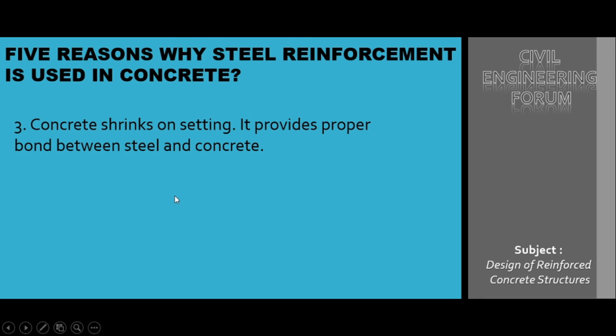And so we are using this steel reinforcement. And we are providing threading on the steel reinforcement to even increase this strength. So it becomes almost impossible to pull out this steel reinforcement from the concrete due to the stronger bond. So this was the third reason.